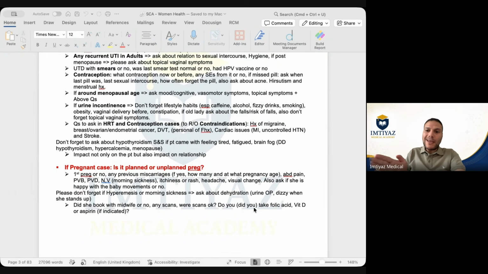If your patient is late in the pregnancy, after 20 weeks, you need to ask about headache and any visual change. And if it is later, like third trimester, ask about any itchiness or rash on your body. If she's 18 or 20 weeks and more, did you start feeling your baby movements or not? Are you happy with the baby movements? And definitely, in women's health cases, you need to ask about the partner. Is he supportive or not?